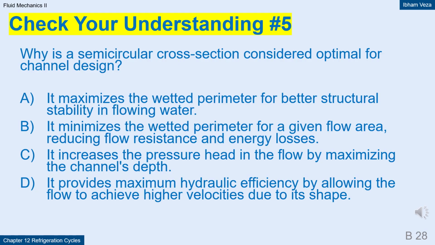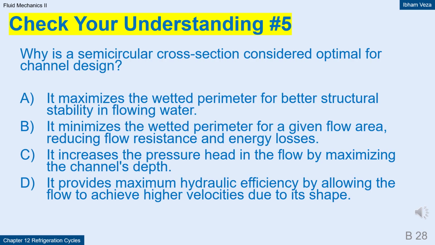Correct answer: B. It minimizes the wetted perimeter for a given flow area, reducing flow resistance and energy losses. Explanation of incorrect options. Option A. Maximizing the wetted perimeter increases flow resistance and energy losses, making this approach inefficient for channel design.